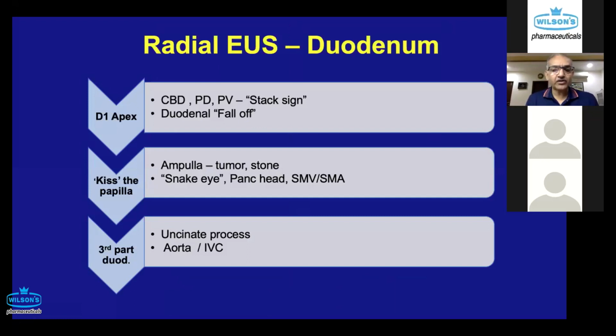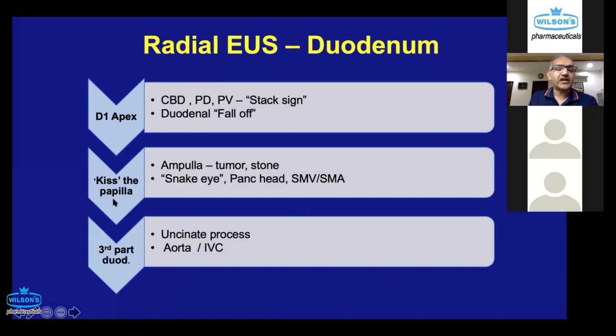So coming back to the biliary tree now. We'll start from the bottom and ascend up into the bile duct and towards the liver. With the radial EUS, if you position the scope in the first part, we can see the bile duct along with the portal vein and the pancreatic duct. It's called the stack sign.